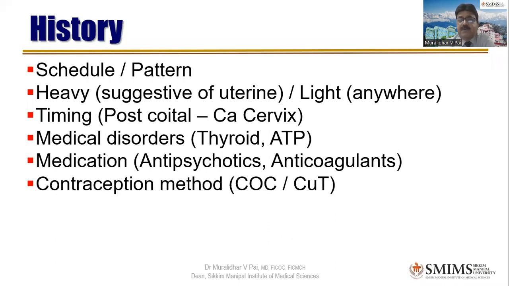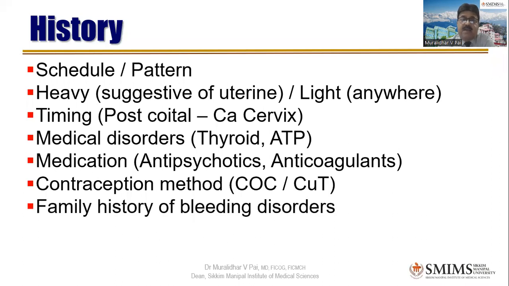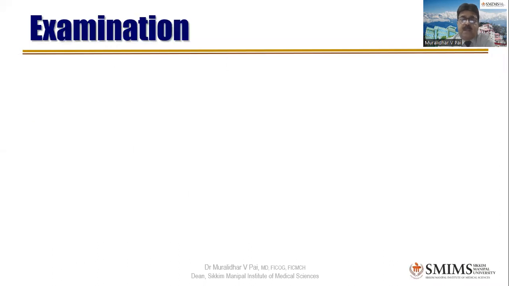Contraception and the type of contraception that they are using, COC or copper T, should be asked. Family history of bleeding disorders will talk about the coagulation disorders, and easy bruisability is also pointing towards that.